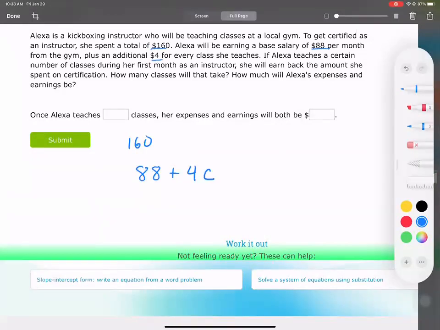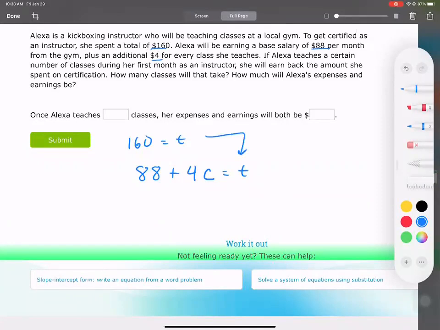If Alexa teaches a certain number of classes during her first month as an instructor, she will earn back the amount she spent on her certification. How many classes will this take? All right, great. So she spent a total of $160 for her classes, and we want that total to be exactly the same at the end of the month, right? Our goal is to make these values equal to each other because she wants to pay off her certificate.